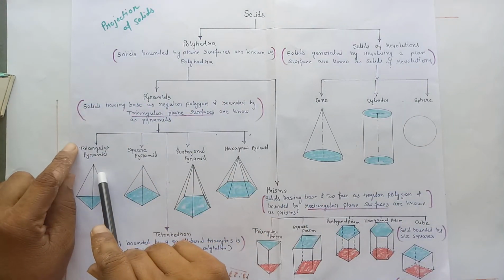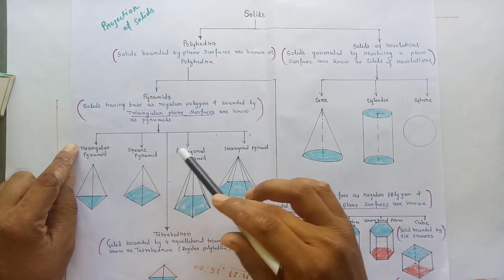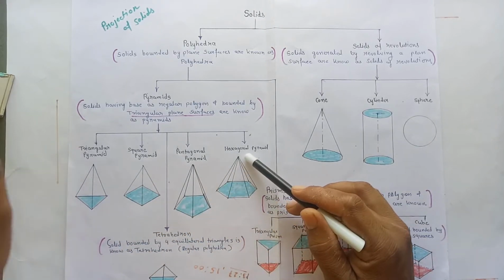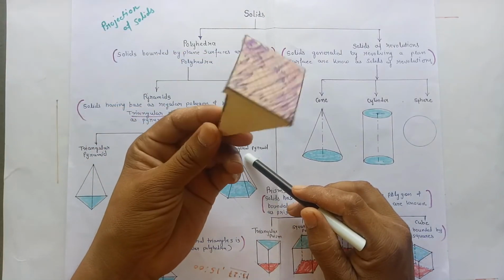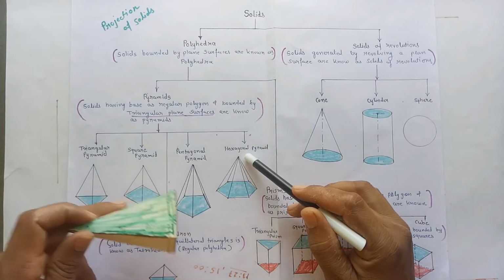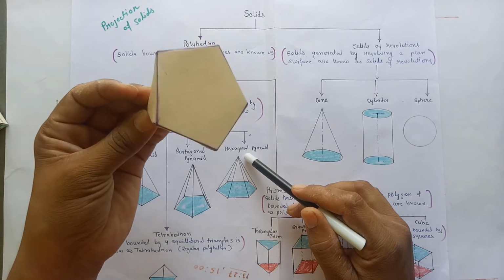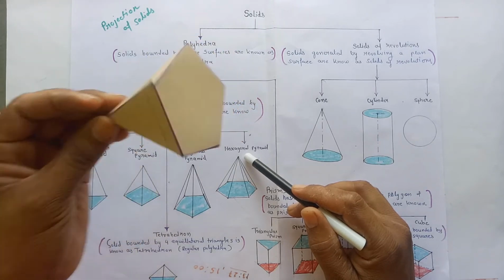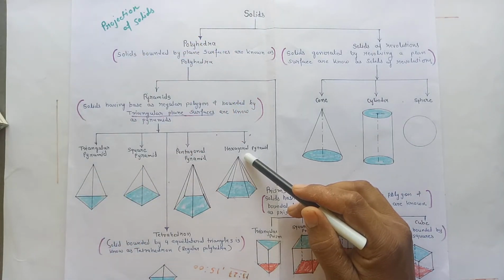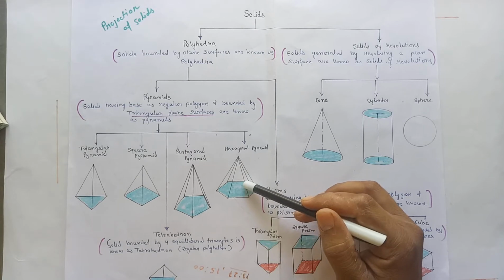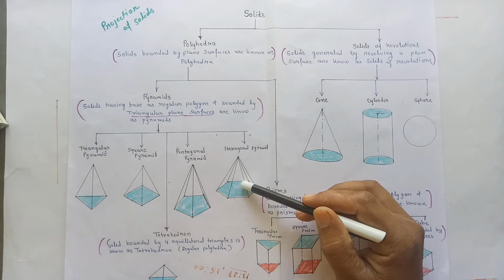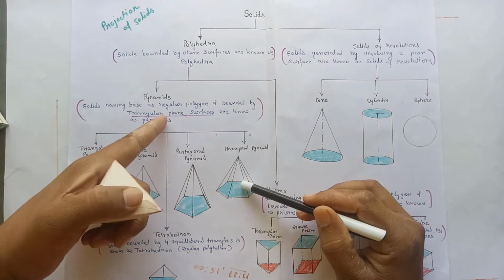Here are the examples of the pyramids: triangular pyramid, square pyramid, pentagonal pyramid, hexagonal pyramid. If the base of the pyramid is a square, then it is known as a square pyramid. If the base is a pentagon, it is a pentagonal pyramid. If the base is a hexagon, the pyramid is known as the hexagonal pyramid. And if the base is a triangle, then it is known as a triangular pyramid.